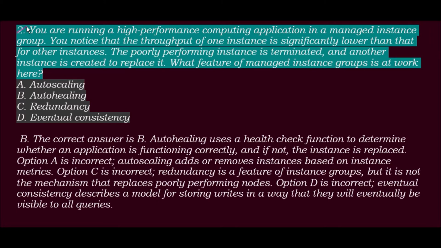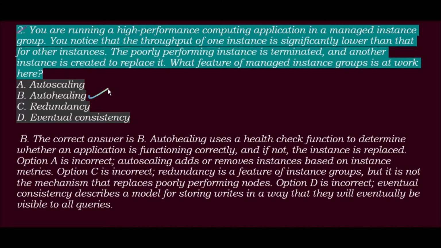Okay, so here option A, autoscaling, is incorrect because autoscaling adds or removes instances based on instance metrics. Okay, option B, autohealing, is correct because autohealing uses a health check function to determine whether an application is functioning correctly or not, and if not, the instance is replaced. Okay, so option B is correct here.